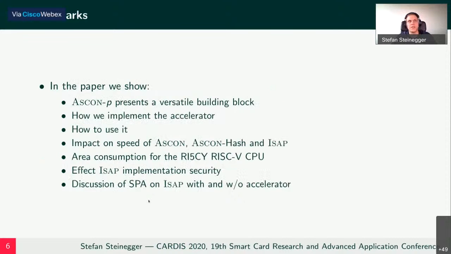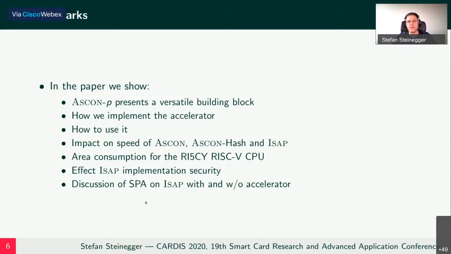So as a final remark, what you can find in our paper is we show that ASCON-P presents a versatile building block for a wide variety of applications, and we also show how we implemented the accelerator and how to use it. And you can find detailed information on the impact on the performance for ASCON hash and ISAP.